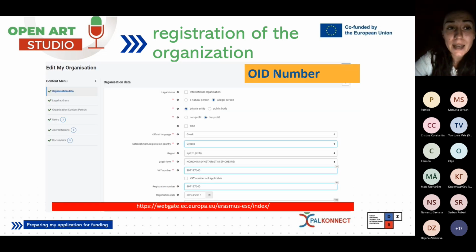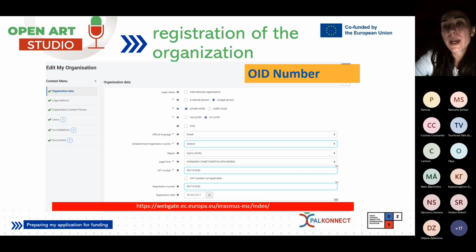Another important number that you need to have is the OID number. The OID number, as previously mentioned, is about the Erasmus Plus project. So it's the same procedure. You need to register your organization again. You need to declare the legal representative, the name of the company, the VAT, where the company is situated, the country, city, and to declare if it is a private company or public, for profit or not for profit.